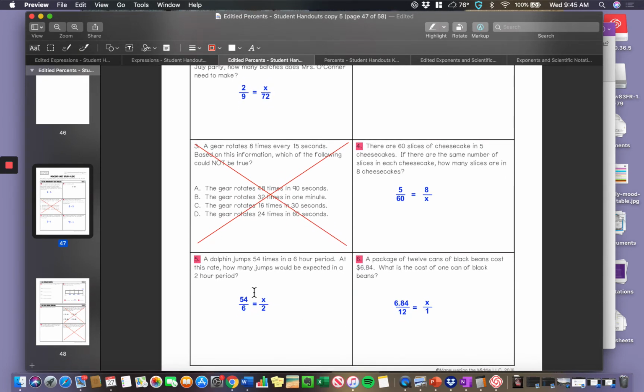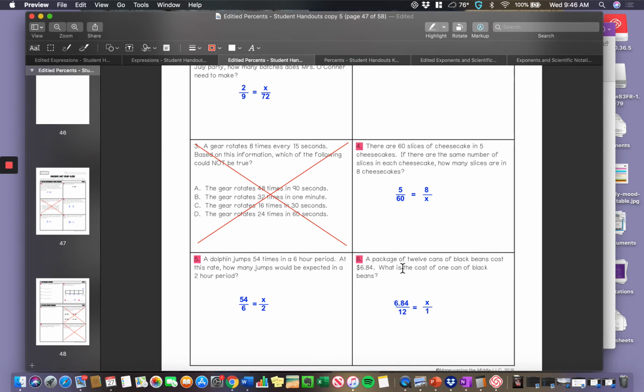For number 5, it says a dolphin jumps 54 times in a 6-hour period. At this rate, how many jumps would be expected in a 2-hour period? So we have 54 jumps in a 6-hour period, and then we want to figure out how many jumps the dolphin would make in a 2-hour period. So again, cross multiply and divide. 54 times 2 divided by 6 will give you x.